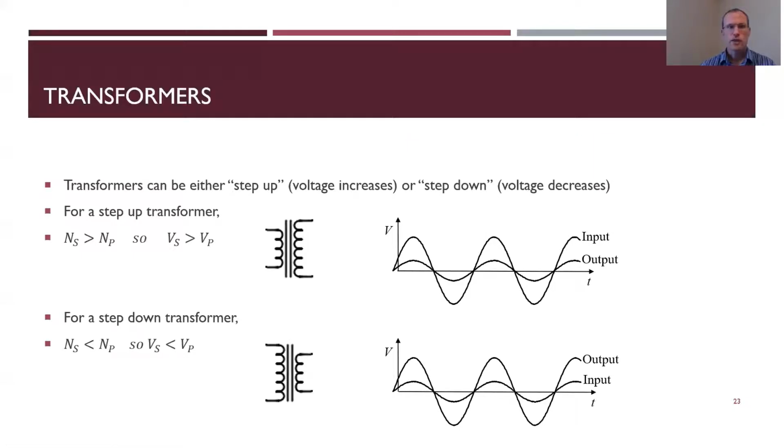So transformers can either be step up, where the voltage increases, so the voltage in the secondary is higher than the voltage in the primary, or step down, where the voltage decreases. So the voltage in this case in the secondary is lower than the voltage in the primary. So for a step-up transformer, I need the voltage to be bigger in the secondary than the primary. That requires more windings in the secondary than the primary. So a primary on the left-hand side has less windings than the secondary on the right-hand side.